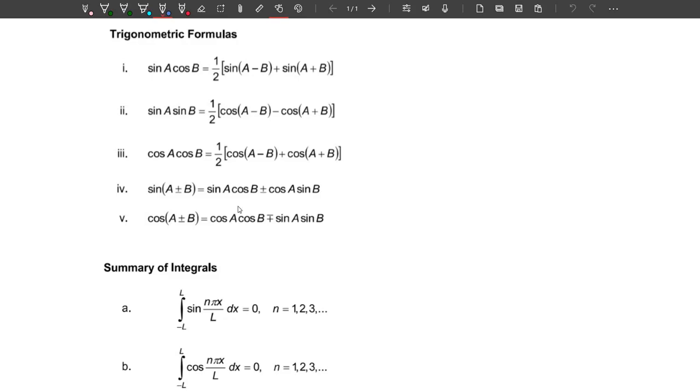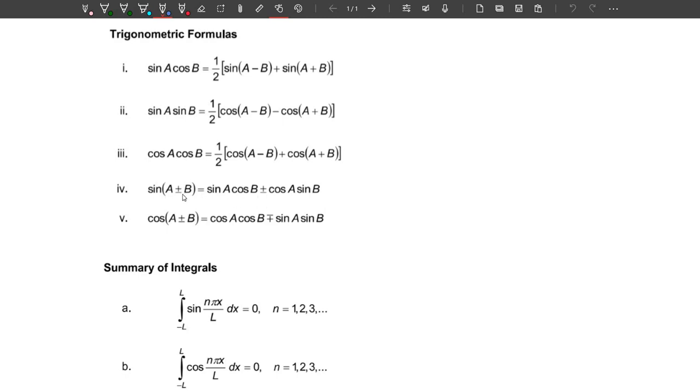This video will be a quick one to review the trigonometric formulas. These are the five trigonometric formulas that you are familiar with, but need a bit of recall. So do remember that sin A cos B is equal to this. This is for sin A sin B. The third one is for cos A cos B. The fourth one is sin A plus minus B.